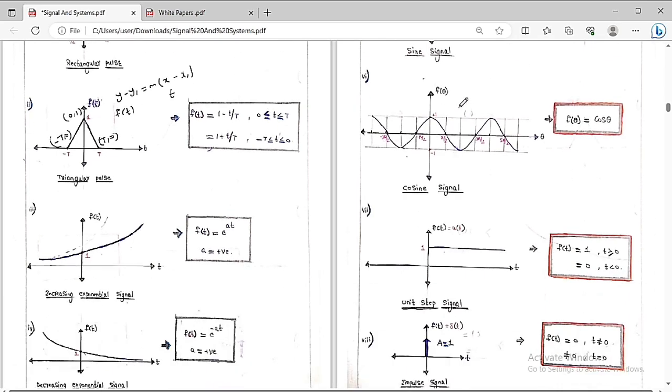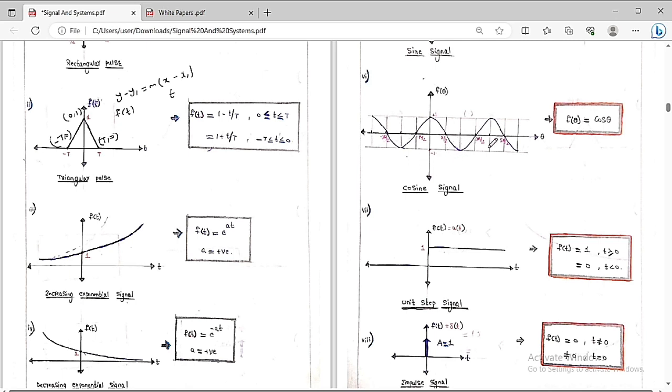Now let's go to the cosine signal. Cosine signal means a waveform like this. This is a cosine function. You can see f of t is equal to cos theta. Here the maximum value is plus 1 and the minimum value is minus 1. So this is going to lie within the range of plus 1 to minus 1. So this is a cosine signal.